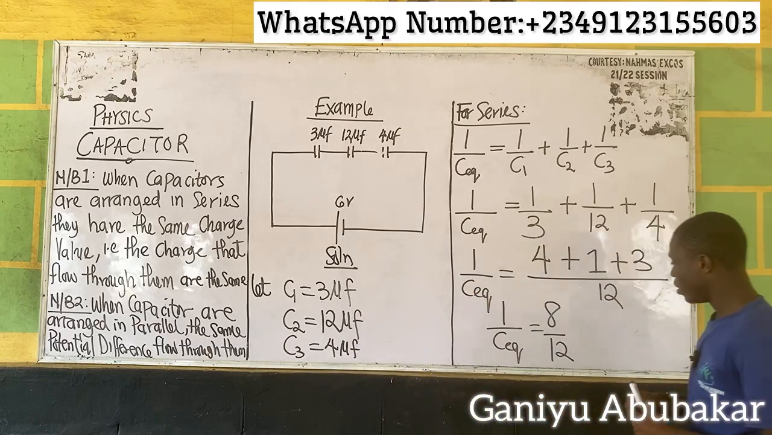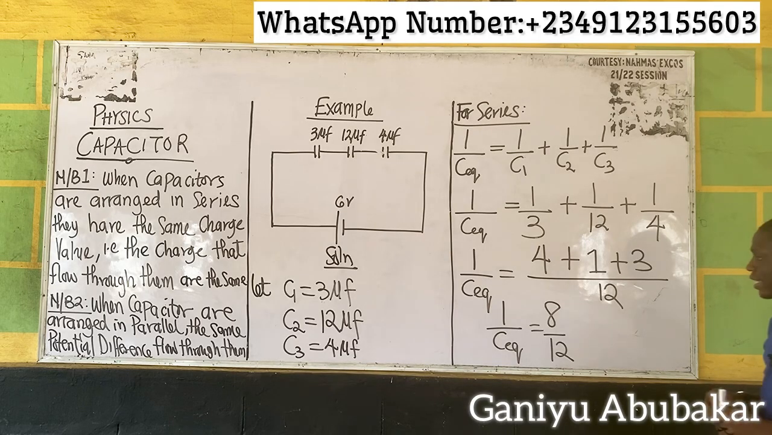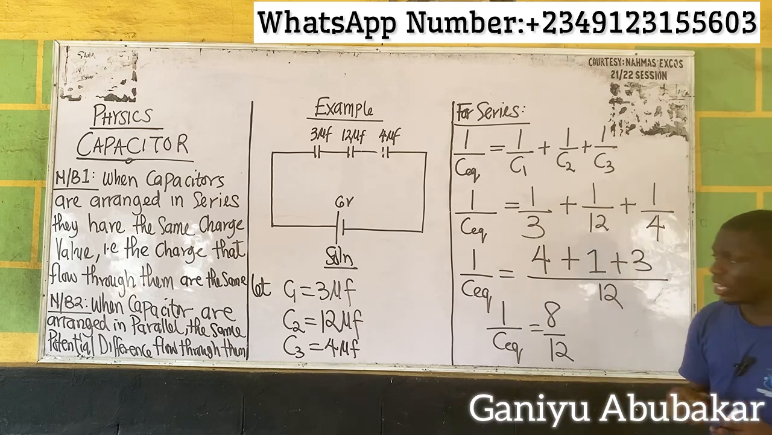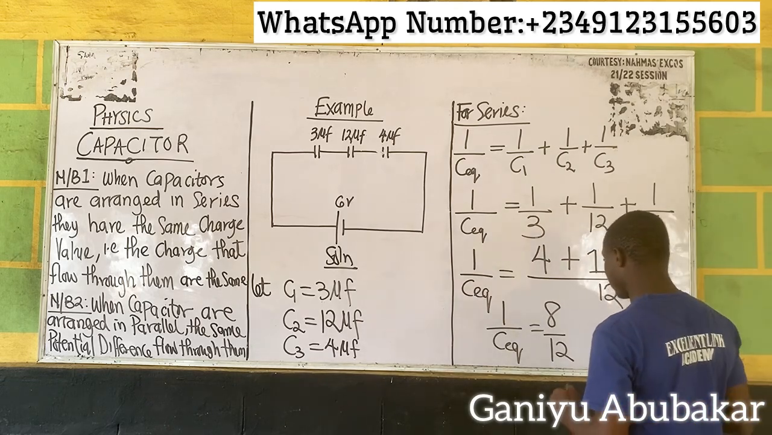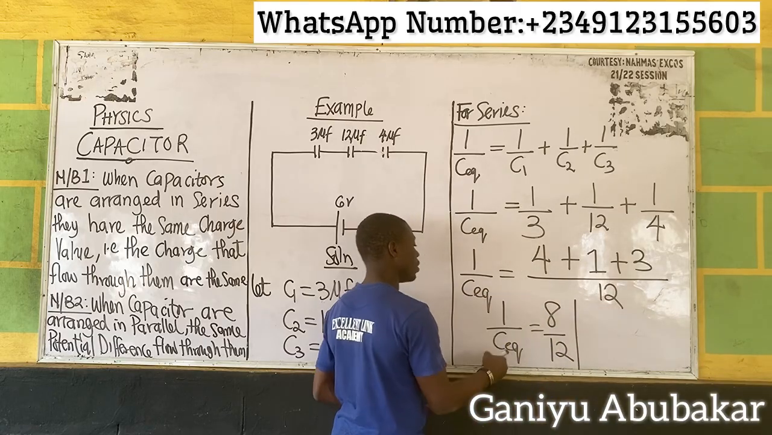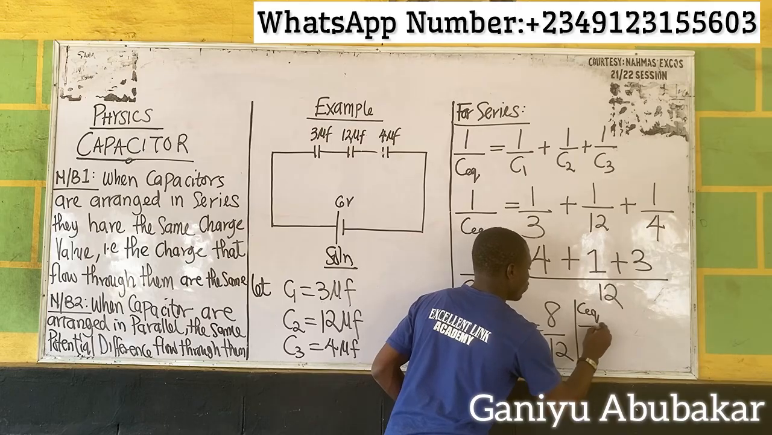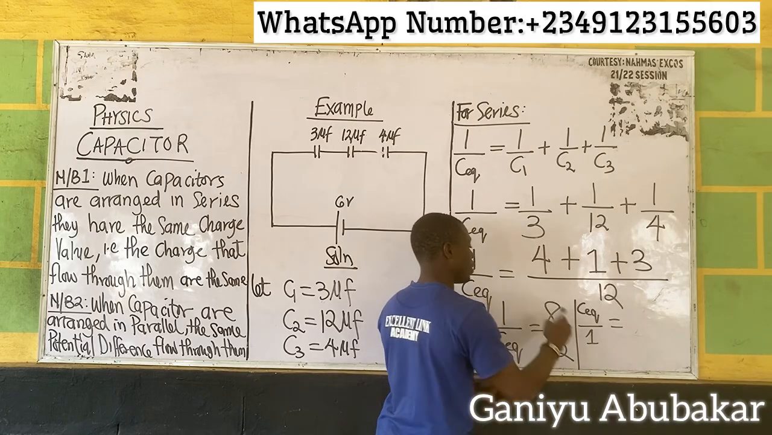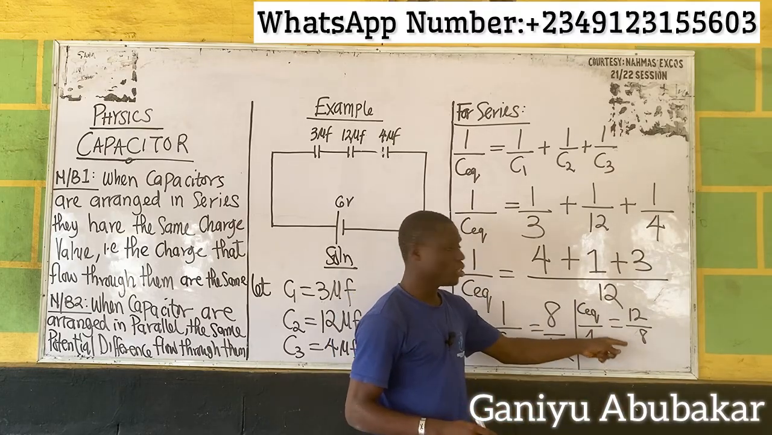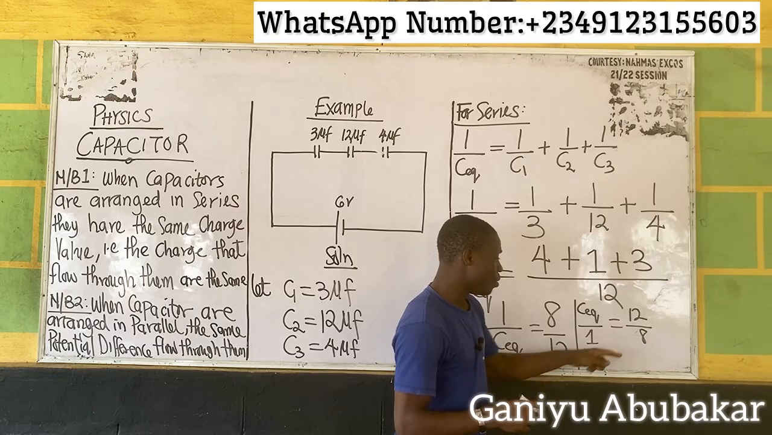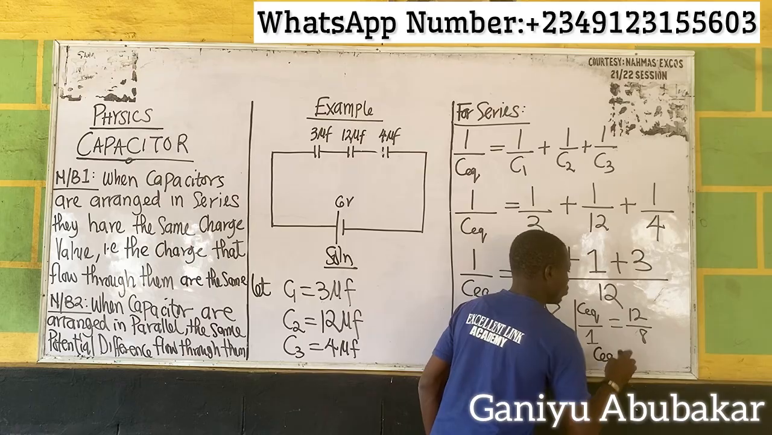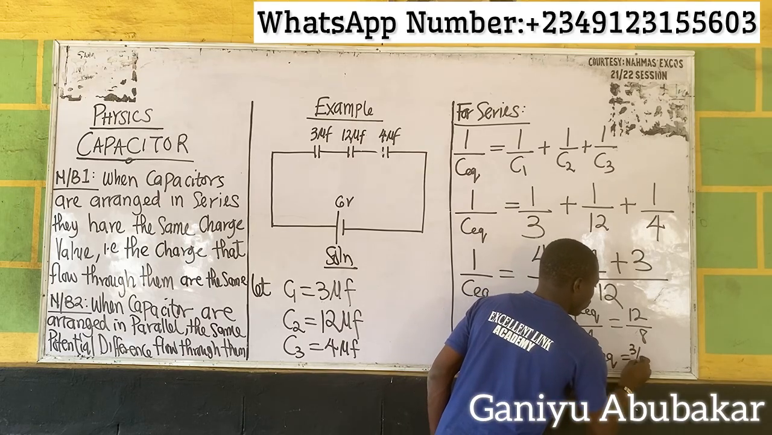All right, 8 over 12. Next task, I have to invert. I'll swap them to get the CEQ value. So this one comes up, this one goes down. I have CEQ over 1 equal to 12 over 8. Obviously, I can reduce this. 4 into 12 gives you 3, and 4 into 8 gives you 2. So I have that the CEQ value is equal to 3 over 2.